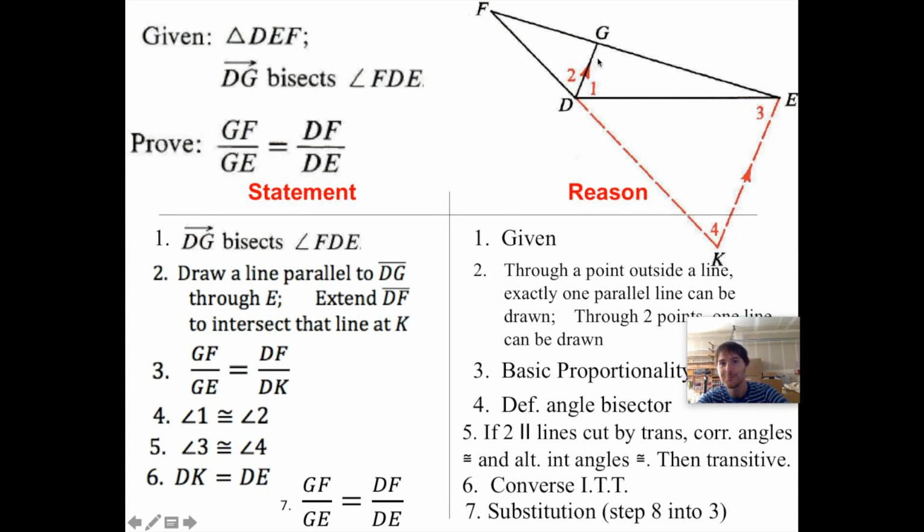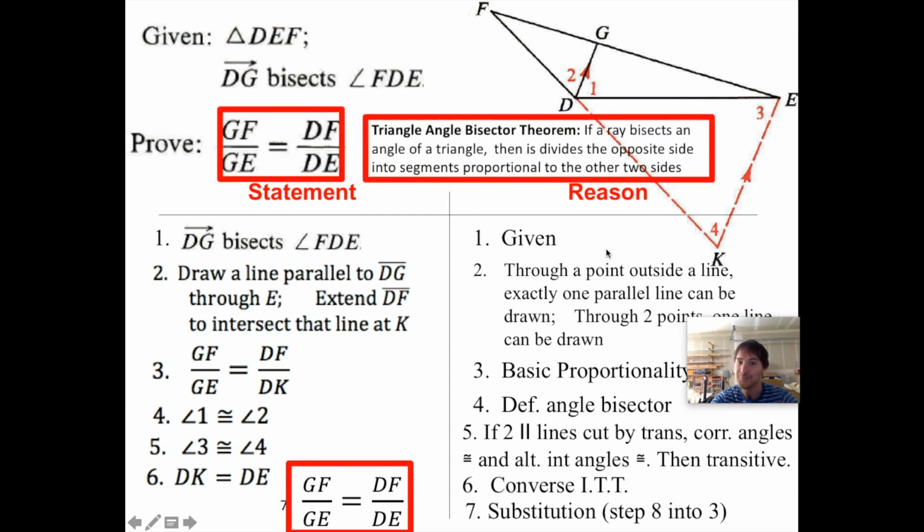Between that, through our parallel lines we introduced, and then all the corresponding and alternate interior angles, angle 3 and angle 4 are congruent, so it all kind of connects together. Pretty clever proof, but we've gotten there. We've proven that the triangle angle bisector theorem is the thing. If we have a ray that bisects an angle of a triangle, then it divides the opposite side into segments proportional to the other 2 sides.